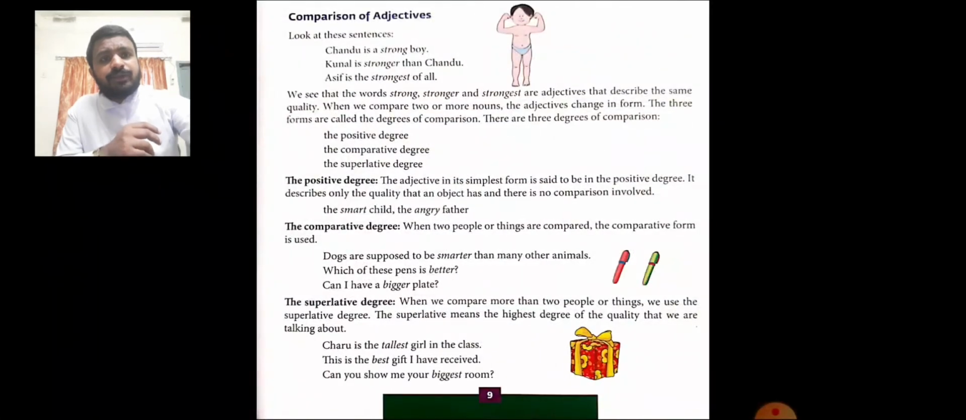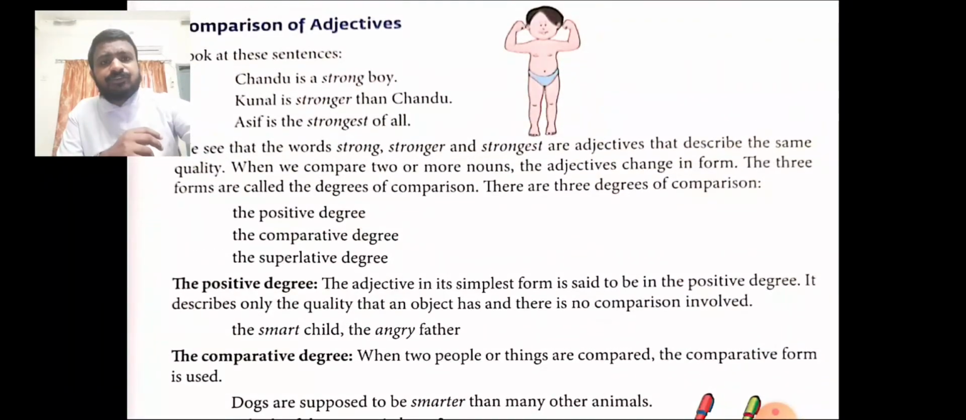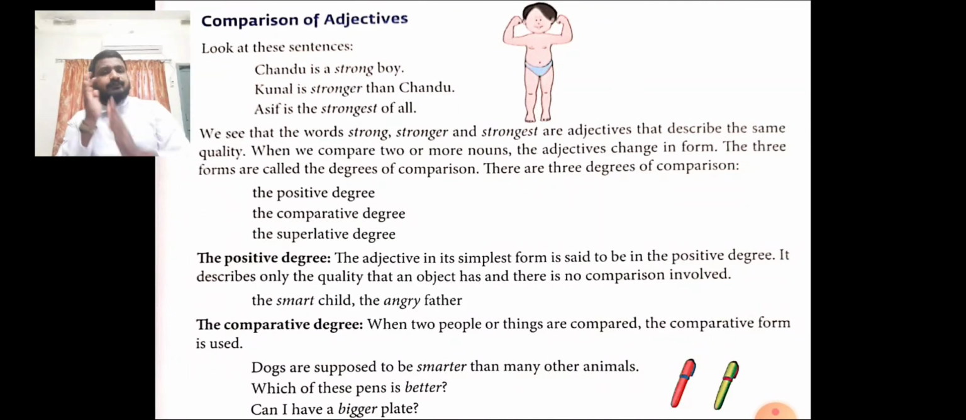Now we are going to see in this chapter the comparison of adjectives. Before that, look at the sentences there. Chandu is a strong boy. Kunal is stronger than Chandu. Asif is the strongest of all. As you know, the adjective in these sentences is strong. And though it is being used in a different way, the meanings of those, strong, stronger or strongest, are the same. Same meaning. But what happened? Here, we compare it.